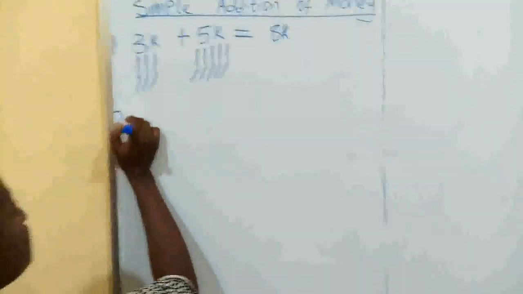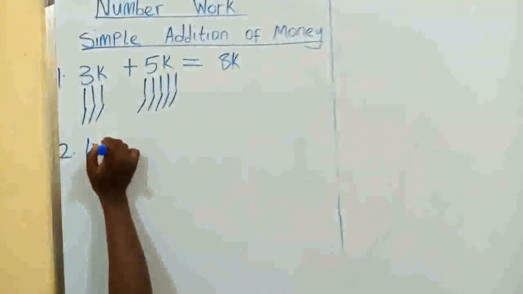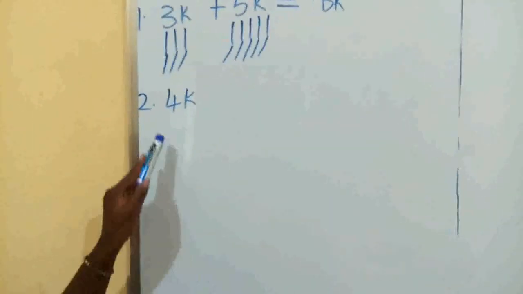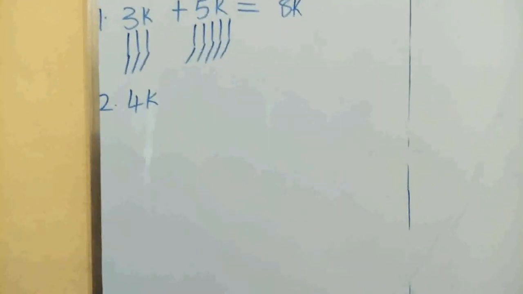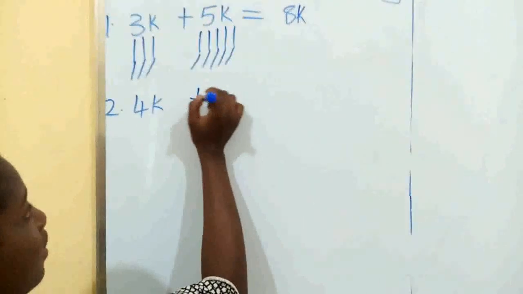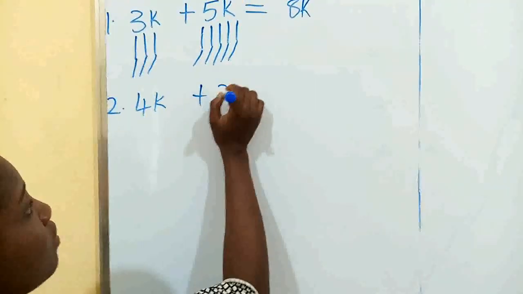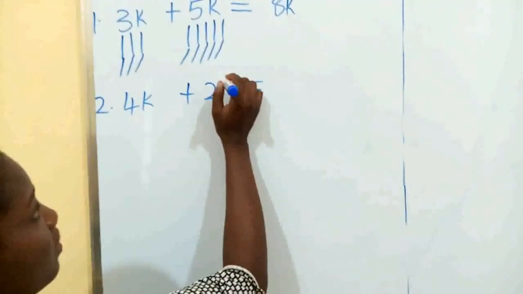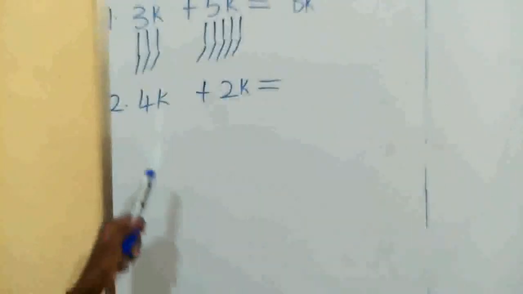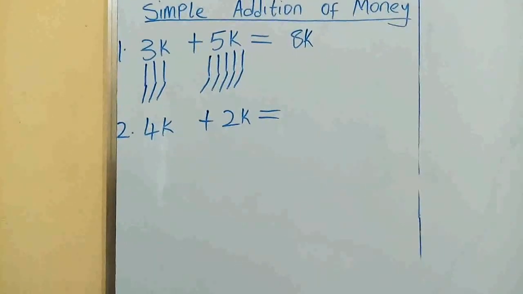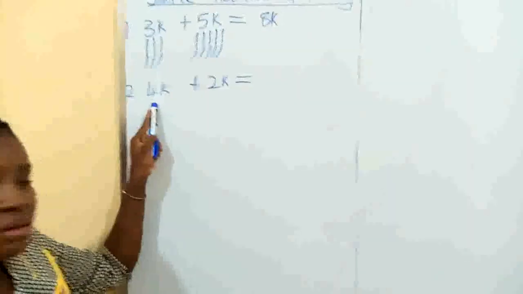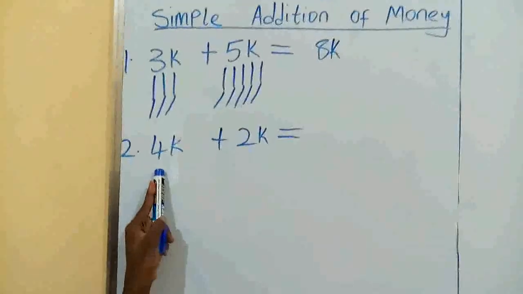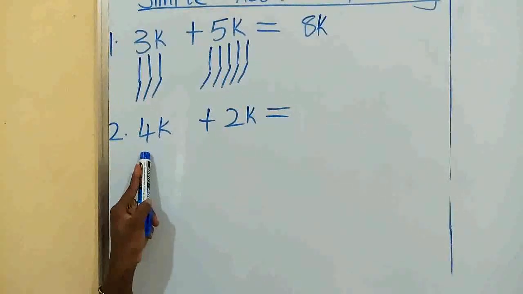Okay, let's see the second one. What number is this? How much is this? 4 kobo. And we have here 2 kobo. Now, what are we going to do? What we are going to do now is to count. What number is this? 4. We'll count 4.